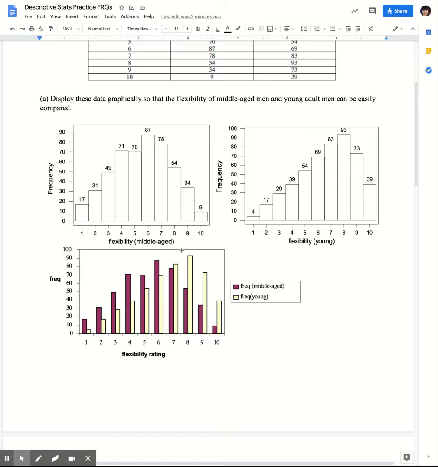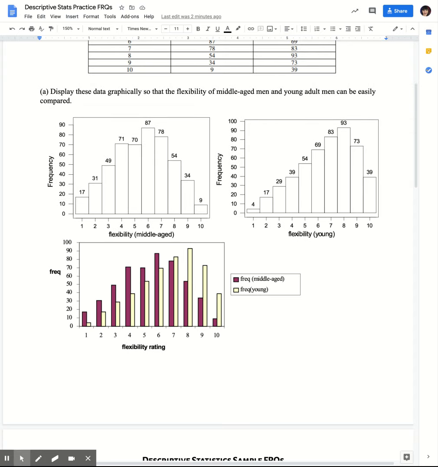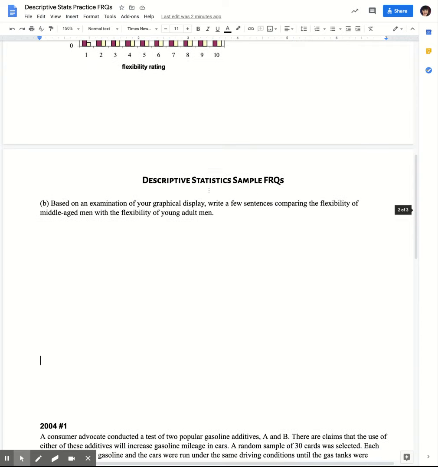So those are your graphical displays. You could have also done it with a box plot, but that would take a little while. So I would recommend you do a histogram just because of the way that the data is presented to you there. Then part B says, based on an examination, write a few sentences comparing the flexibility.